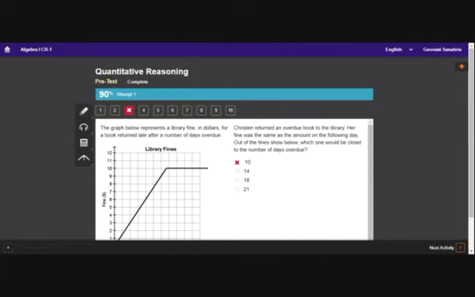Yeah, I think that's worded poorly because it's not showing the fines; it's showing days. Your answers are the days. Weird. Yeah, they always try to trick you with stupid questions.